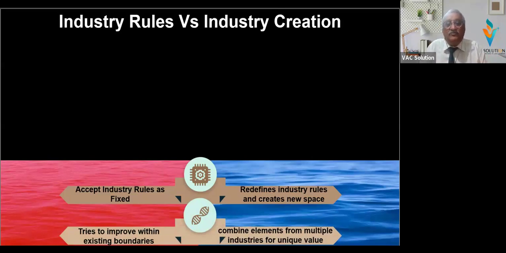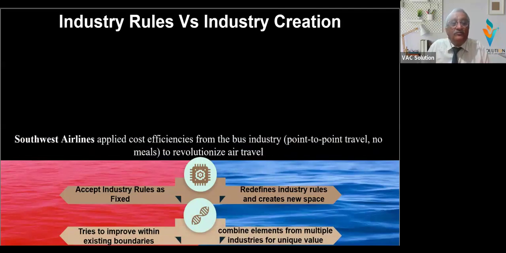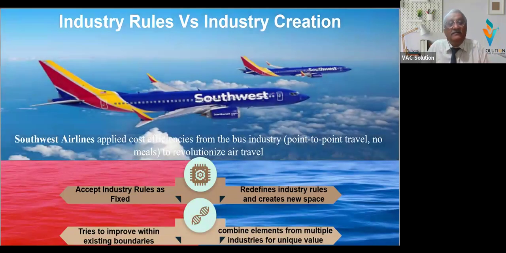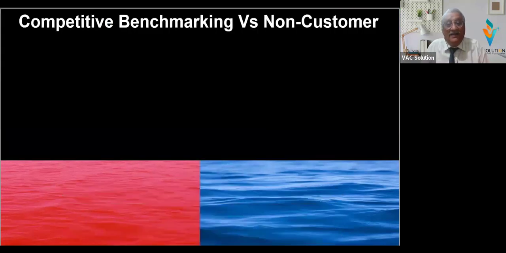Whereas in blue ocean strategy, you combine elements from multiple industries for unique value creation. Southwest Airlines applied cost efficiency from the bus industry, point-to-point travel, no meals, to revolutionize air travel. Southwest Airlines. And then you have competitive benchmarking versus non-cost customer. Here is a very, very controversial thing which blue ocean strategy suggests.